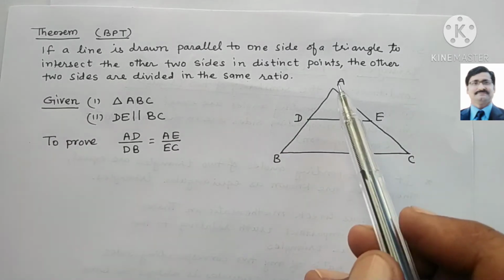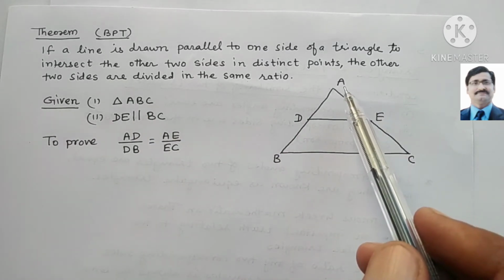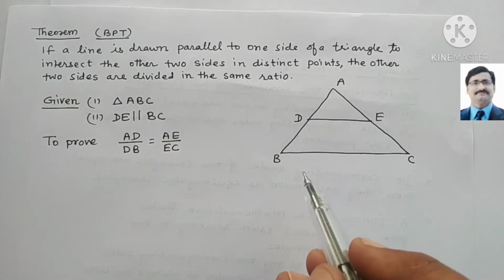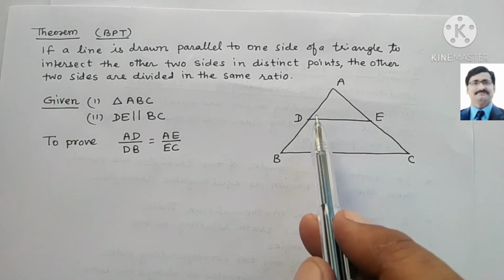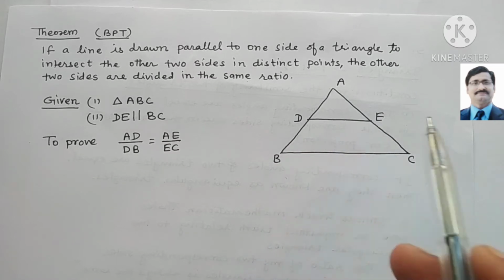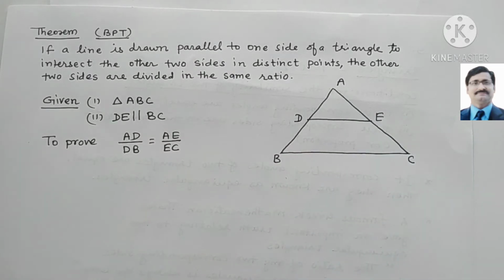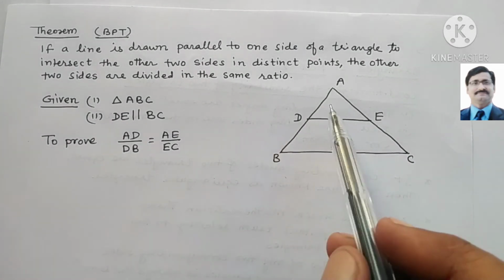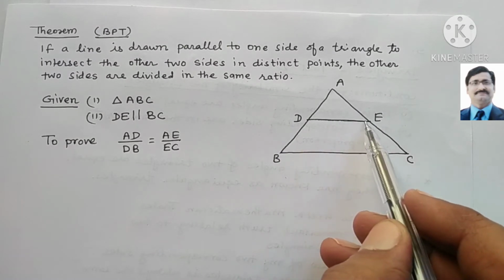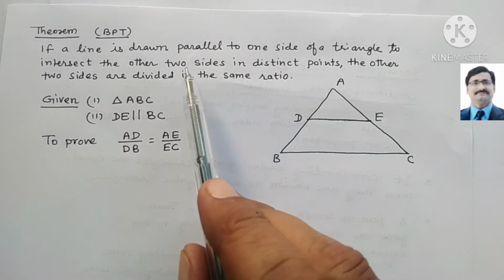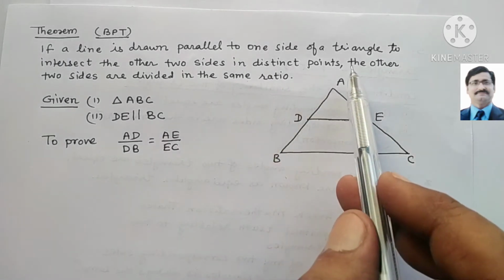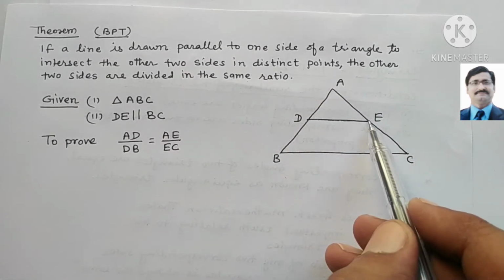Look here, we can understand by the diagram that if a line is drawn parallel to one side of a triangle, this is one side of the triangle and this line is drawn parallel to the side BC, and this line should intersect the other two sides at distinct points. Look here, this D and E should be distinct points.